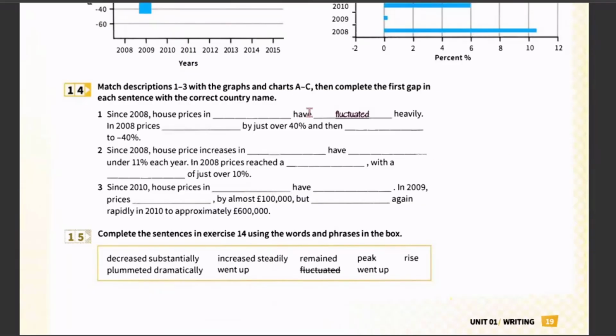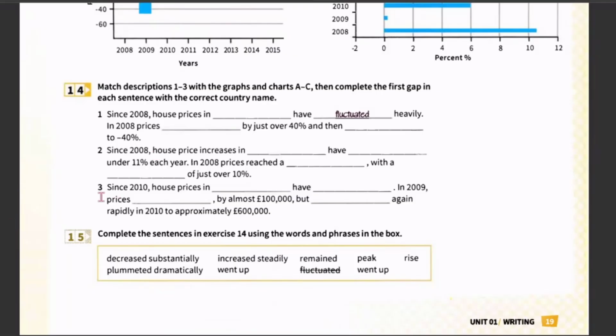Excellent. Number two. Since 2008, house price increases in Hong Kong have remained under 11% each year. In 2008, prices reached a peak with a rise of just over 10%. Excellent. So number two represents which graph? Graph C. Excellent. Well done.